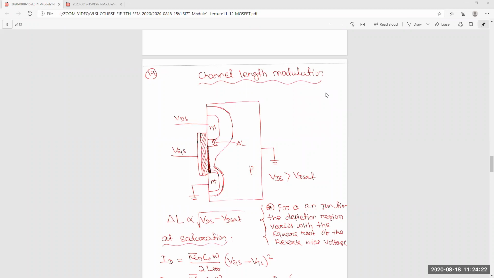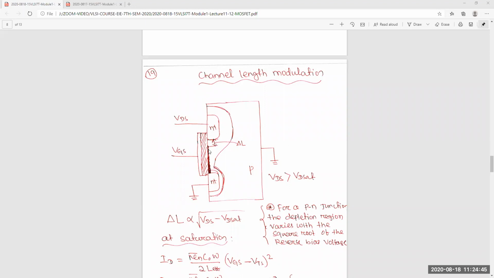So similar here, channel length modulation. What is the meaning of channel length modulation? Like base width modulation, it's channel length modulation. Channel length will modulate and channel length will decrease. Yes or no? So, but how? Oh, already we have discussed how.